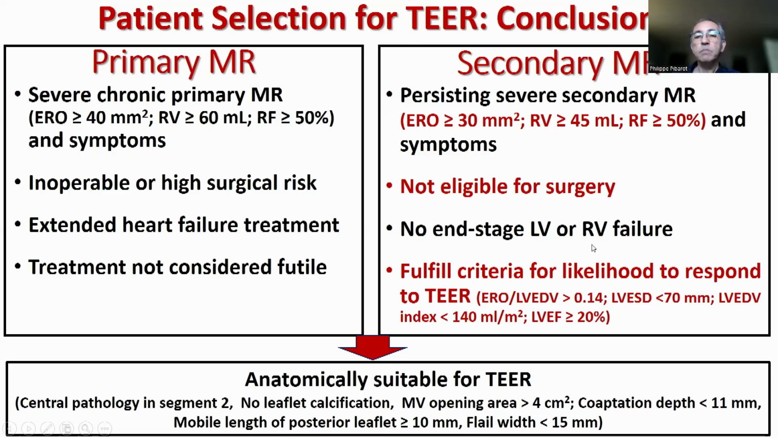No evidence of end-stage LV or RV failure and dilation, and fulfilled criteria for likelihood of response to TEER, which include the disproportionate ratio of EROA to LV end-diastolic volume more than 14, LV end-systolic diameter less than 70 millimeters, that was a COAPT criterion, LV end-diastolic volume index less than 140 ml per meter squared, and LV ejection fraction more than 20%. You don't need all these criteria, but I think the more criteria you have in this category, the more likely this patient is to respond to TEER.